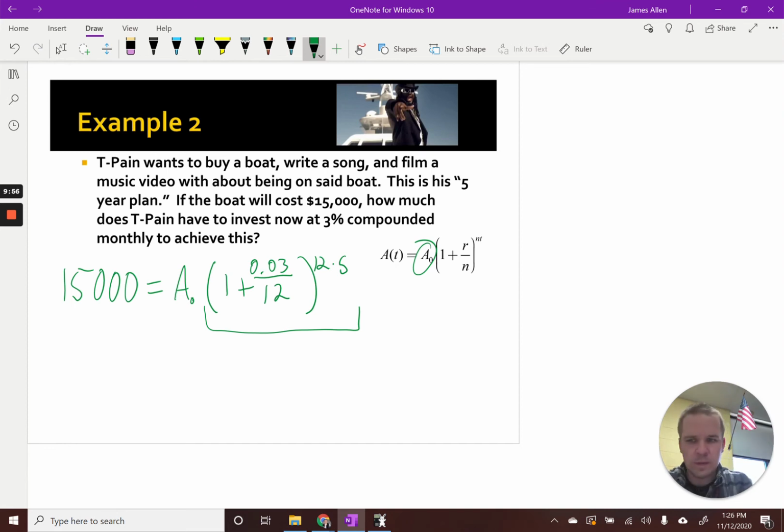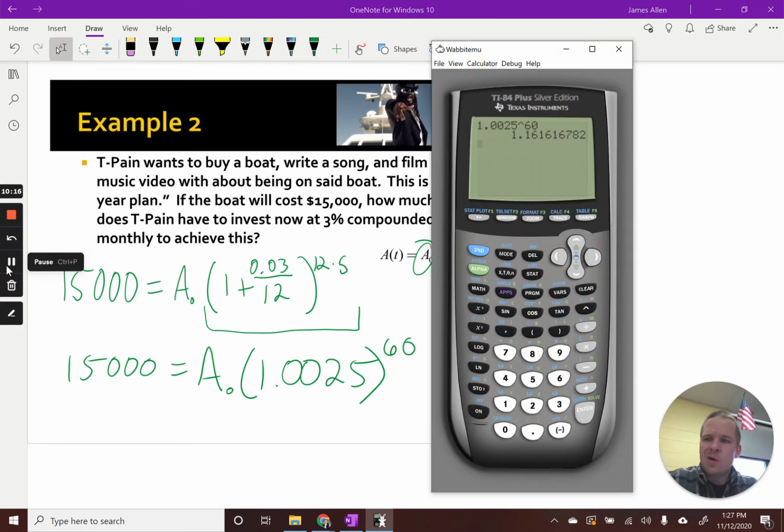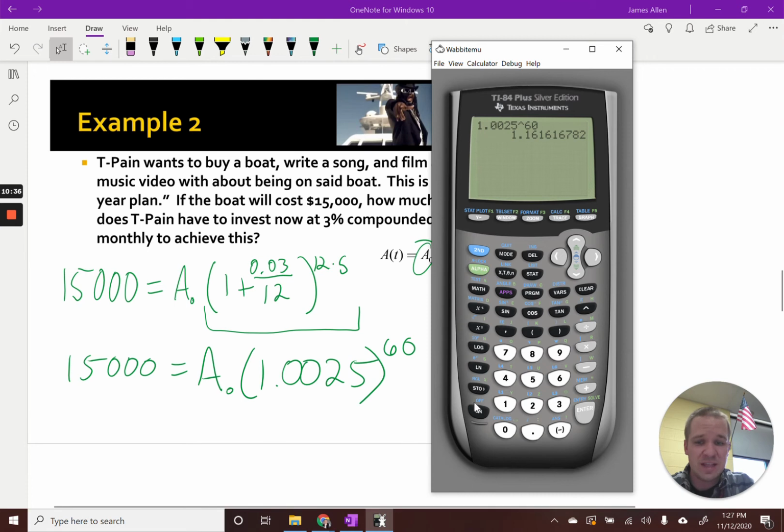Let's do that. So I just did the inside portion here, just so we'll break it down a little bit. This ends up being 1.0025, and then 12 times 5 is 60. Okay, so now we can maybe see a little bit clearer that it's just going to be a nice number. If we raise that to the 60th power, we get this super duper long decimal, 1.161616782. Oh my goodness. Now, if I want to solve for A naught, right, and I have a number times that A naught, I would need to just divide by that on both sides to get my final answer. So I'd be doing 15,000.